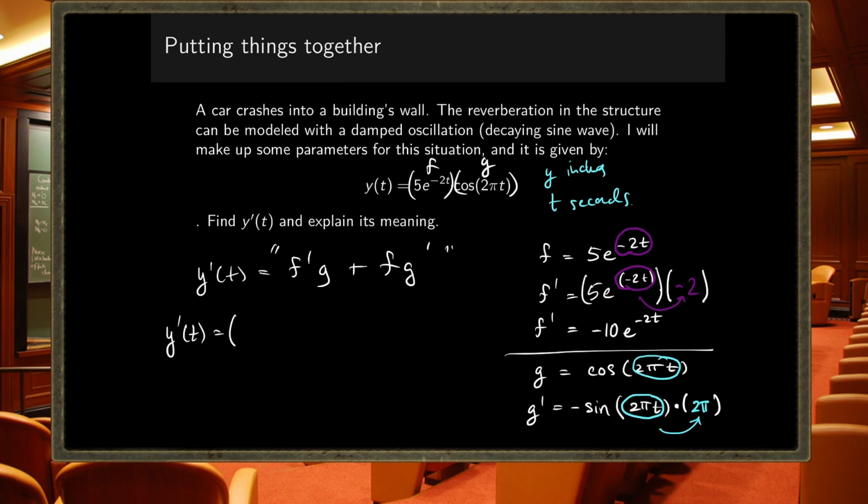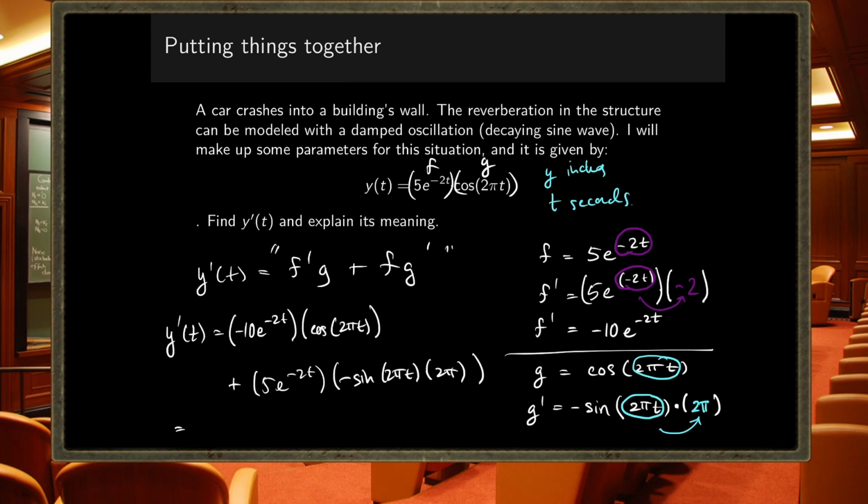So f prime we said was negative 10 e to the minus 2t times g, which g is just cos 2 pi t, plus f, which we said was 5e to the minus 2t, times g prime, which is negative sine 2 pi t times 2 pi. All right, and so we could simplify this just a little bit.